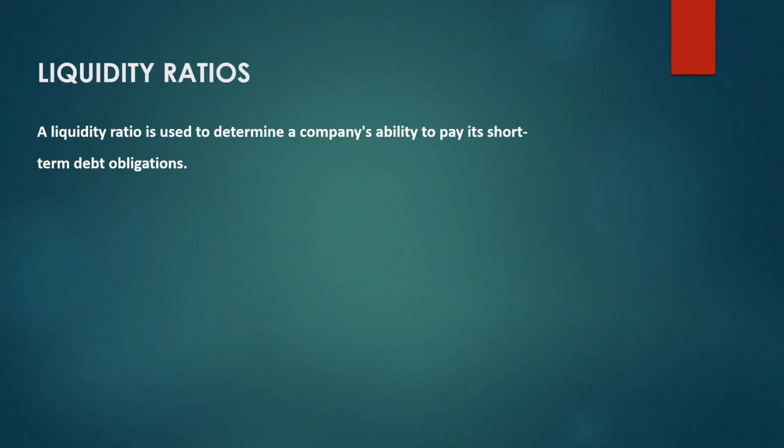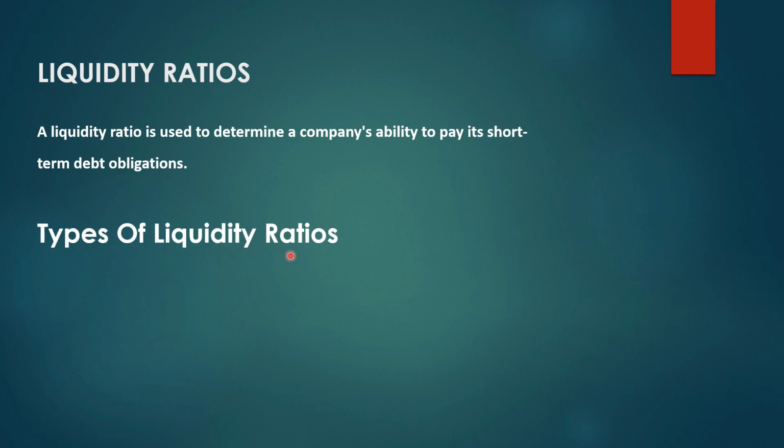In today's video, we are going to learn about liquidity ratio and the types of liquidity ratio. Liquidity ratio measures the ability of the firm to meet its current obligations. In simple words, a liquidity ratio is used to determine a company's ability to pay its short-term debt obligations.